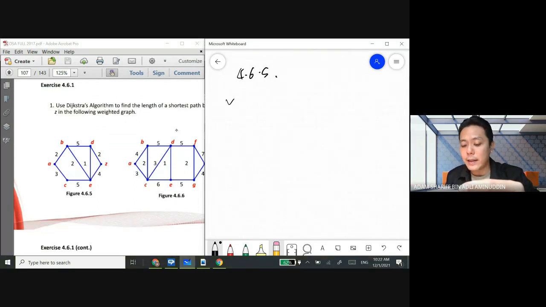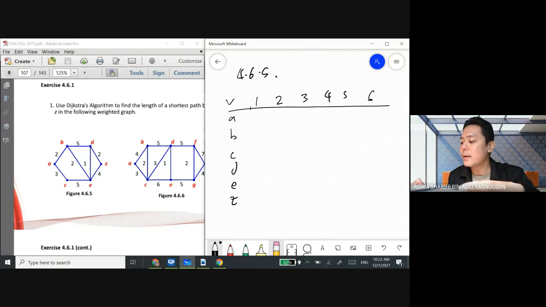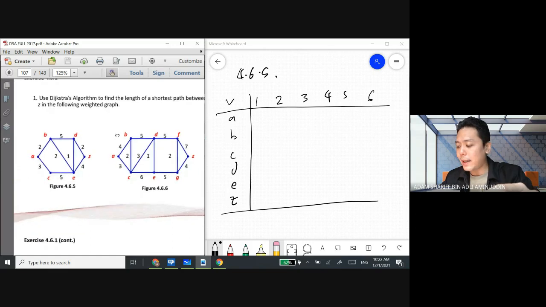Kita ada A, B, C, D, E, Z, and we have 1, 2, 3, 4, 5. Kita ada berapa pas ni? 1, 2, 3, 4, 5, 6. Okay, 6. Okay, dia cakap origin shortest path from apa? From A to Z. Okay.